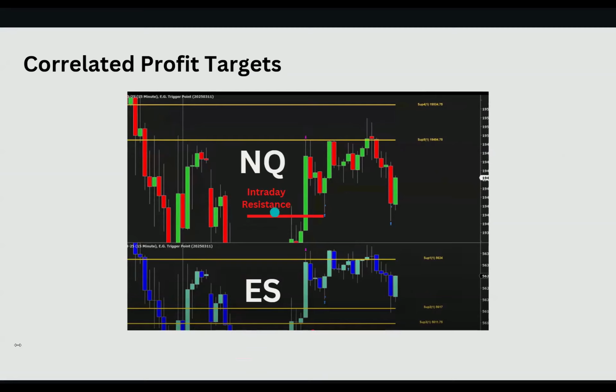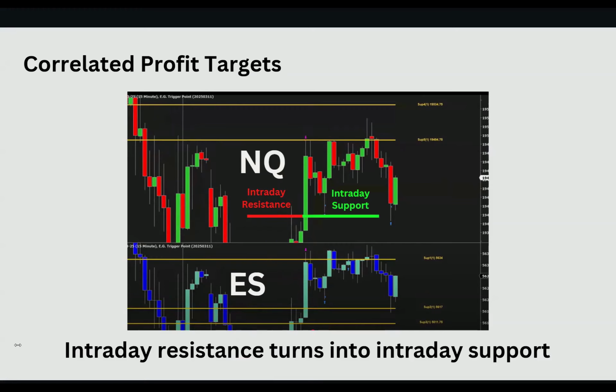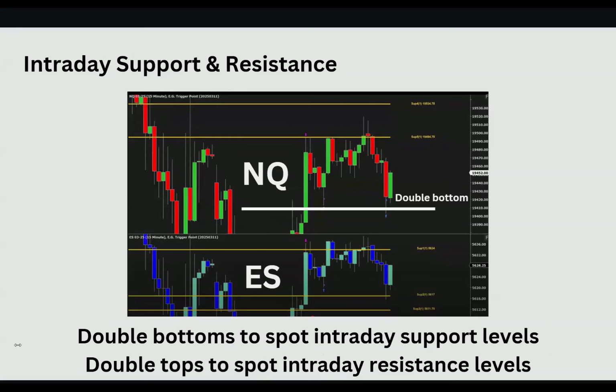This acted as a resistance before. Interestingly, aligned with the trigger point resistance of ES. Then NQ broke together with ES, and this intraday resistance level turned into an intraday support for NQ, aligned with a trigger point.